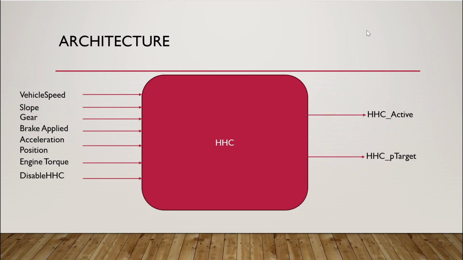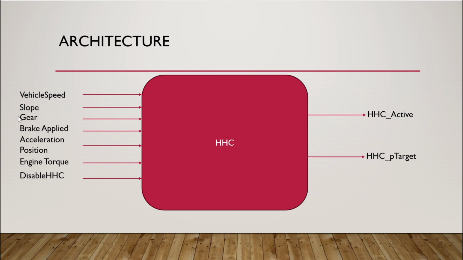Before starting the development in Simulink, you should be familiar with the software architecture of this component. You should be familiar with what the inputs for this hill hold control are and what the outputs are. The first main input is vehicle speed. Using this vehicle speed, you can come to know whether the vehicle is in a stationary situation or in a moving state. The next input is slope. The slope indicates whether you are on a forward slope or a downward slope.